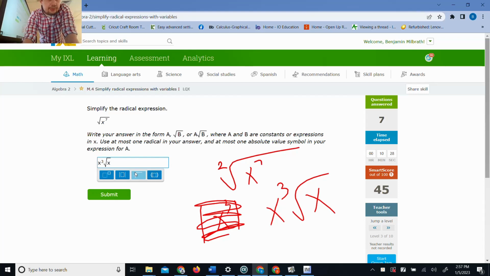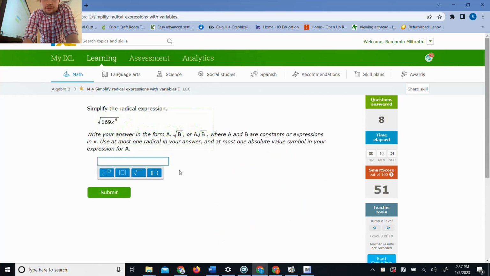So according to the last one, this should be right. Apparently it is. Isn't that bugging? Square root of 169x to the 6th. That's going to be 13x cubed. Hope you get it. I need to move on up. I ain't got all day here.